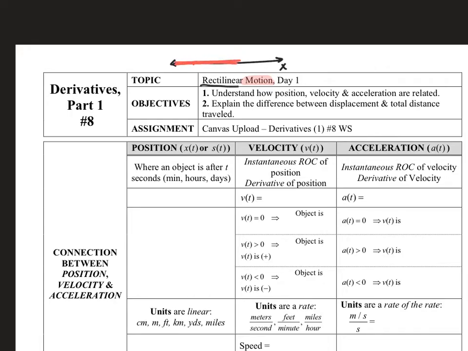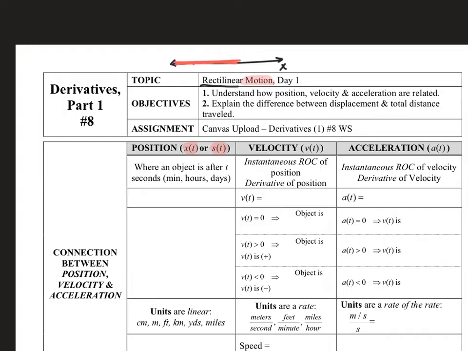Sometimes that straight line might be positioned vertically, and in that case, your object would be just moving up and down. Our main goal for today is just to look at the relationship between position, velocity, and acceleration. So position, common names of the function would be x of t or s of t.